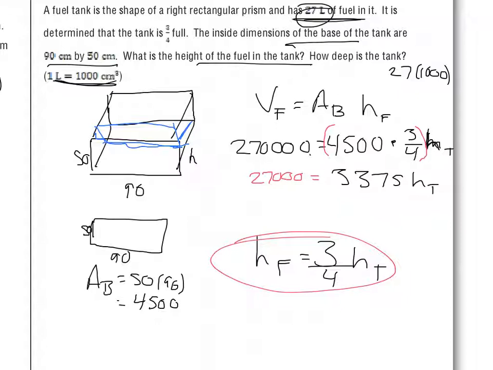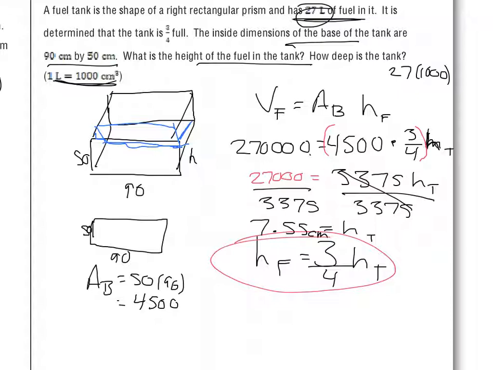So looking at this, we're going to go ahead and divide by 3,375 on both sides. And that's going to tell me that the height of the tank is approximately, and I'm going to have to round this answer, approximately 7.55 centimeters. Right? So this is our answer. The height of the tank is about 7.55 centimeters.